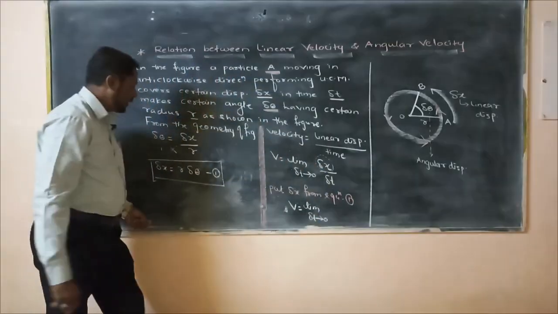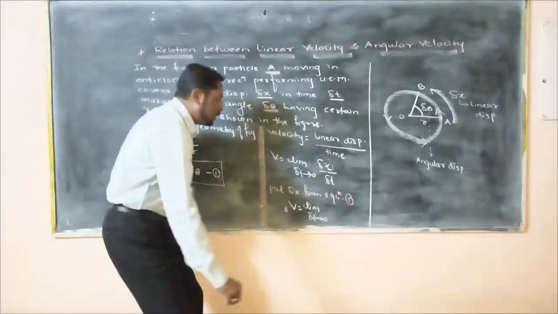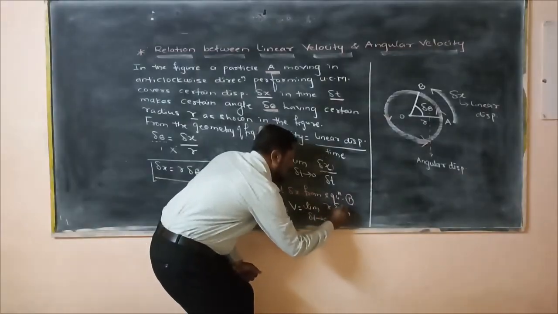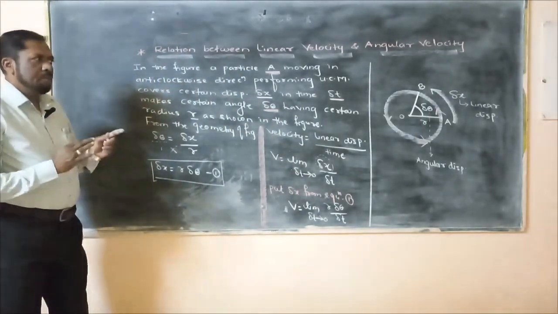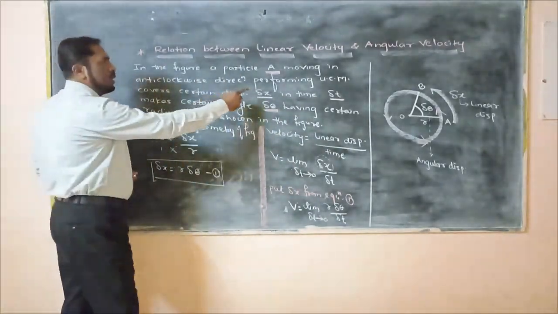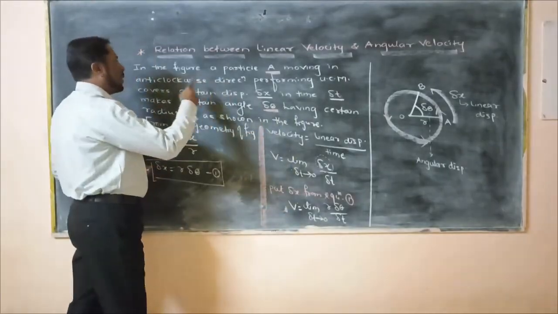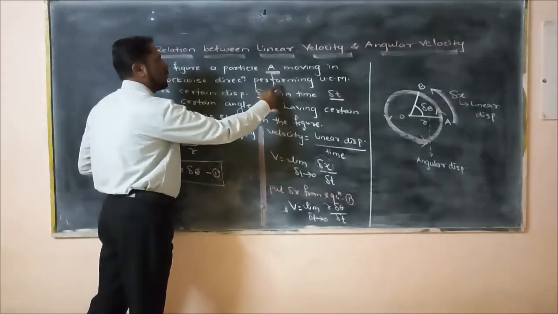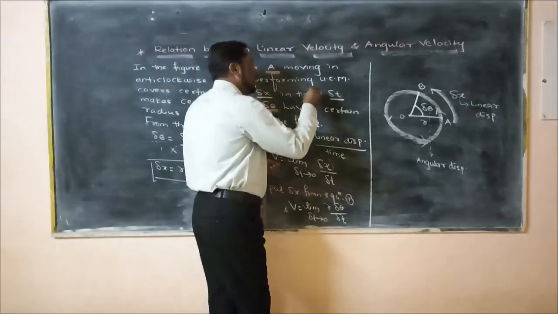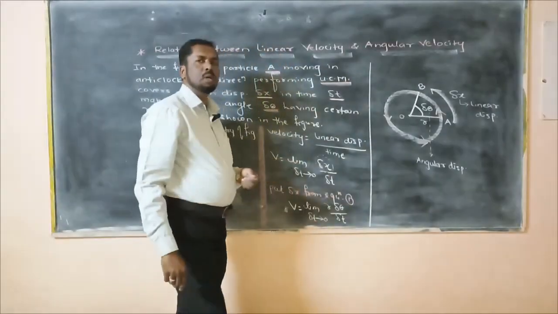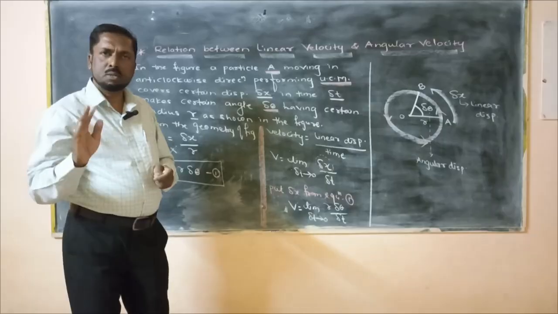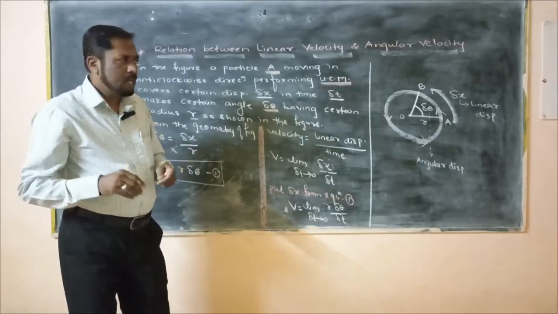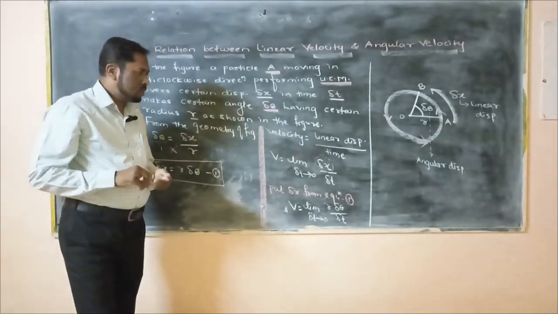What is the value of delta x? It is r delta theta. Okay, it is r delta theta upon delta t as it is. The important point that we have already written here is that the particle is moving in anti-clockwise direction performing uniform circular motion, in which the speed remains constant. Okay, and the radius also remains constant.